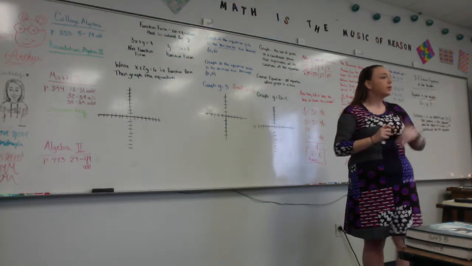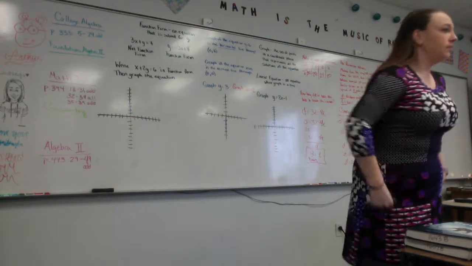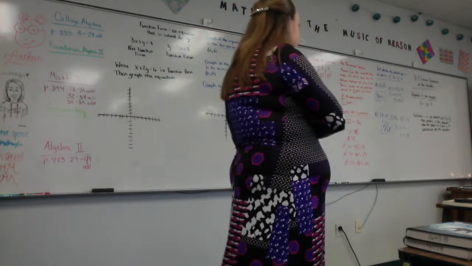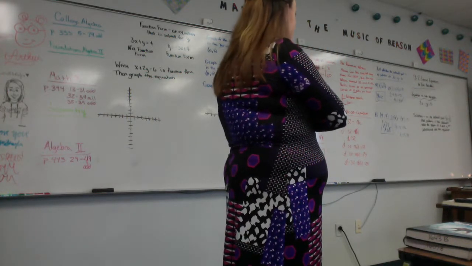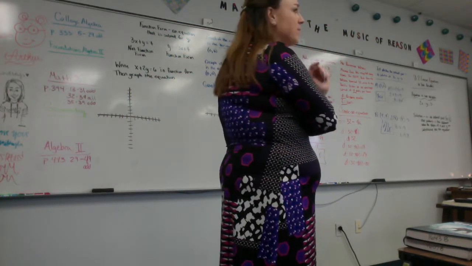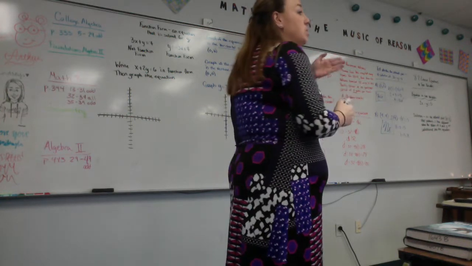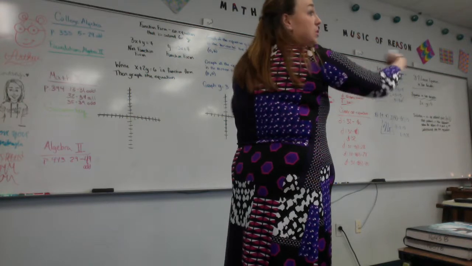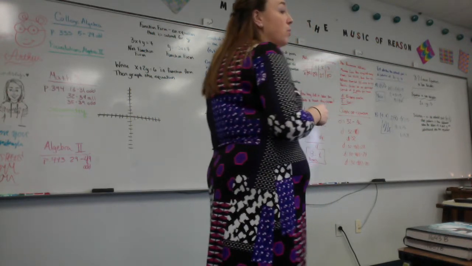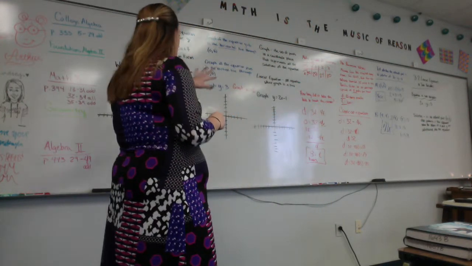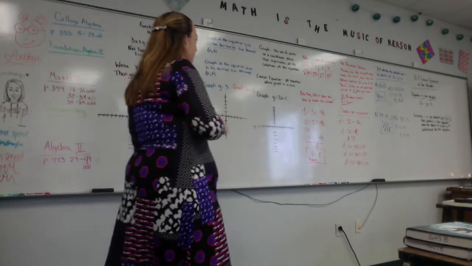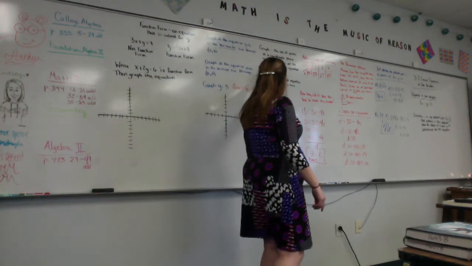Okay? So we only have to have 3 inputs when we do the table. Depends. In this case, I put 4: 1, 2, 3, 4. But it depends. If it goes into the negatives, you might have to have 2 negatives, 0, and 2 positives. You might have to have more. Depends on what you're graphing and what it looks like. We're going to talk about that a little bit more. Then we're going to move into graphing.